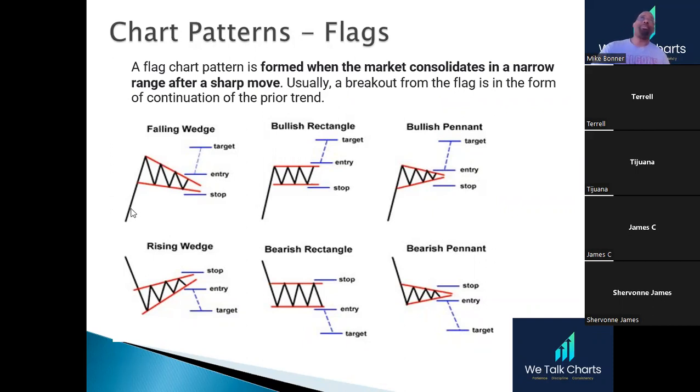So we was talking about the falling wedge. As you can see, the market pushed up. This line indicates buyers. The buyers are pushing the market up. And then all of a sudden, the market just stops. The sellers come in, push the market down, back up, down, back up, down. You can see how it starts to narrow at the end. That's called a falling wedge.